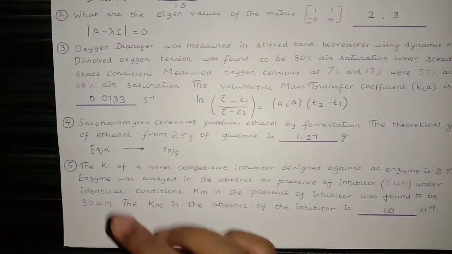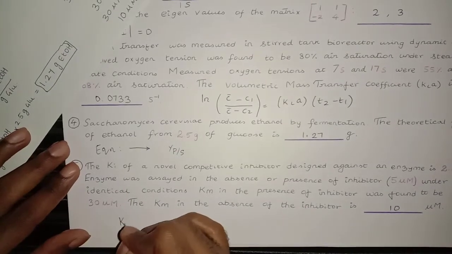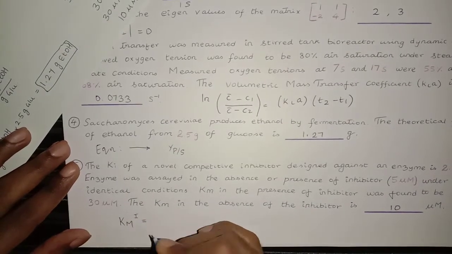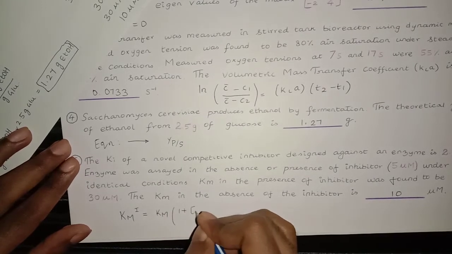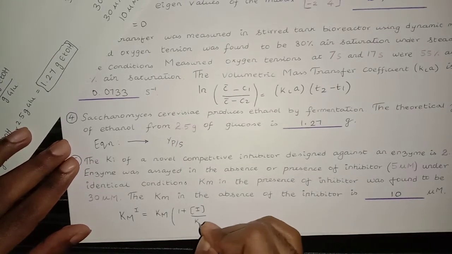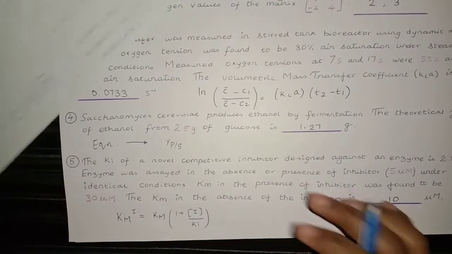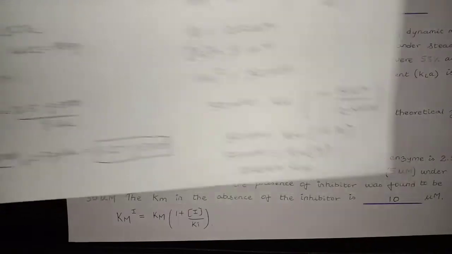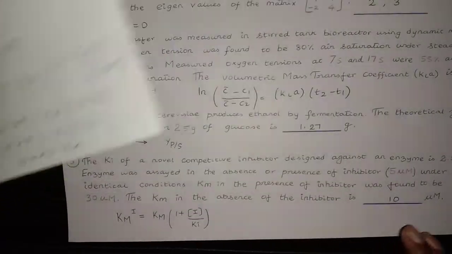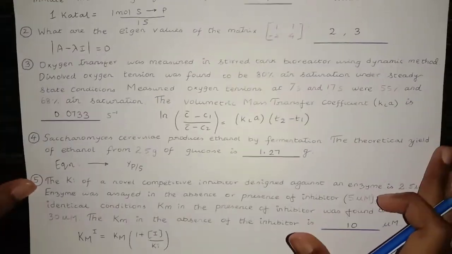And for the Ki, the formula is Km in the presence of inhibitor is equal to Km into 1 plus I over Ki. Just plug in the values and we will get the value of Km. Here it's 10 micromolar. So 10 micromolar.